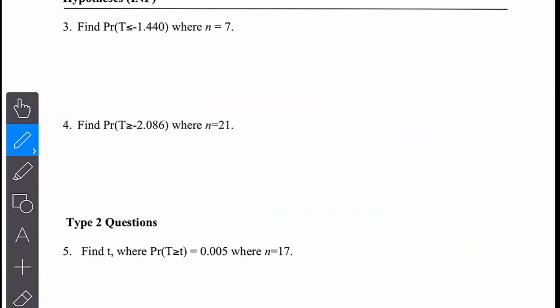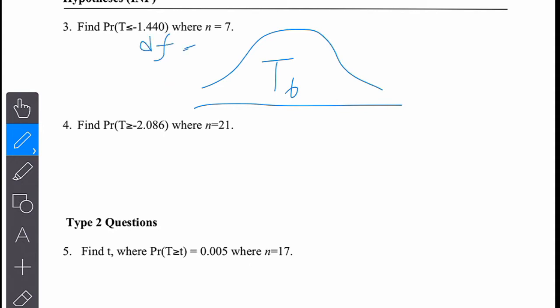Okay, draw a picture, so that it's a systematic way of doing this and you don't get confused. So draw a picture. I draw T6, right? Because I want the degrees of freedom, not just n. I need n minus 1. So degrees of freedom is 6. And I want to know the left side of negative 1.44. Okay, so the 0 is in the middle.